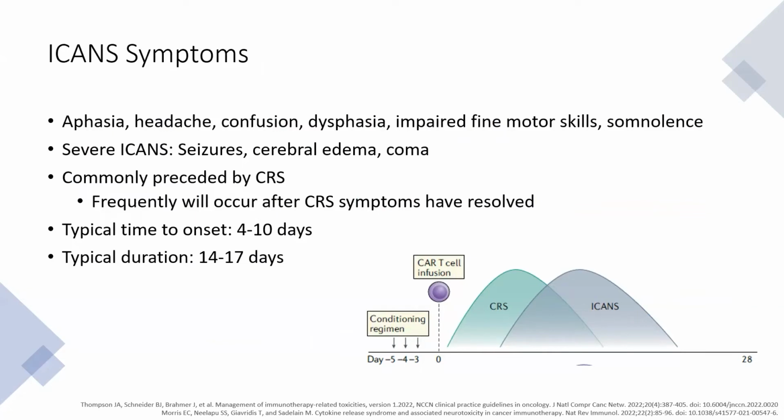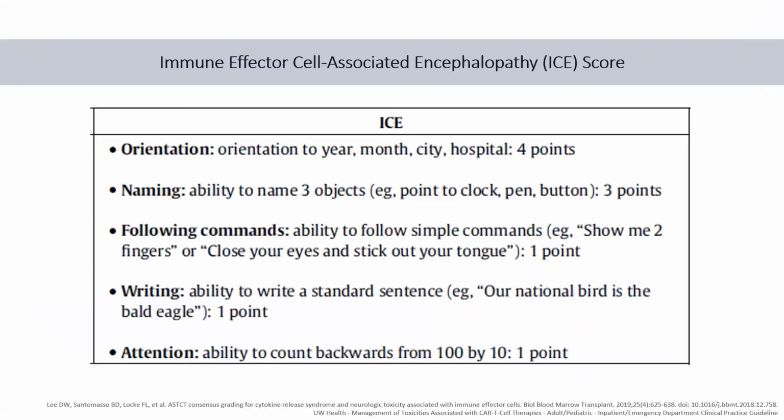ICANS is commonly preceded by CRS and will often occur after CRS has resolved, but may occur concurrently with CRS. And both of these scenarios are shown again in the figure here. The typical time to onset is 4 to 10 days, and the typical duration is 14 to 17 days. And I'll refer you to the package insert for the average time to resolution for each of the specific products that was found in the clinical trials.